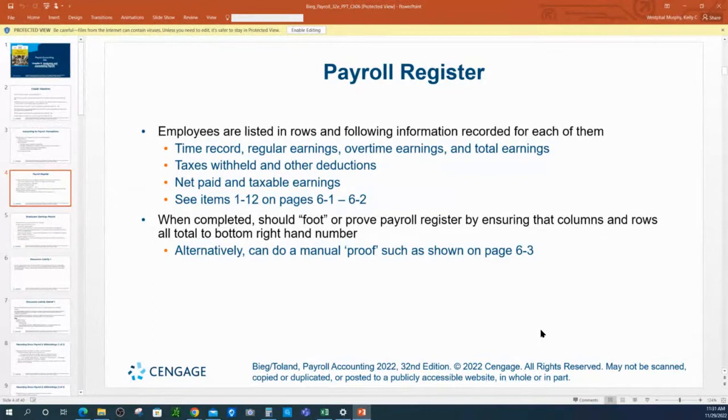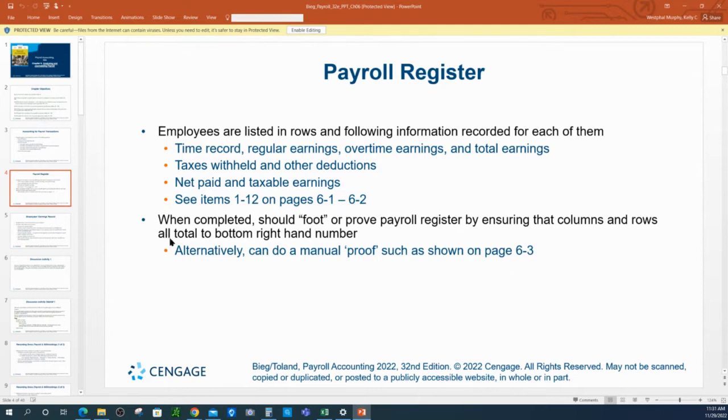Especially if you're doing it by hand, which I don't know anybody that would do these days. But if you're doing it by hand, then obviously you have to. It's a way to double check your math for all of that stuff. So that's what they're talking about: foot, or prove, the payroll register.